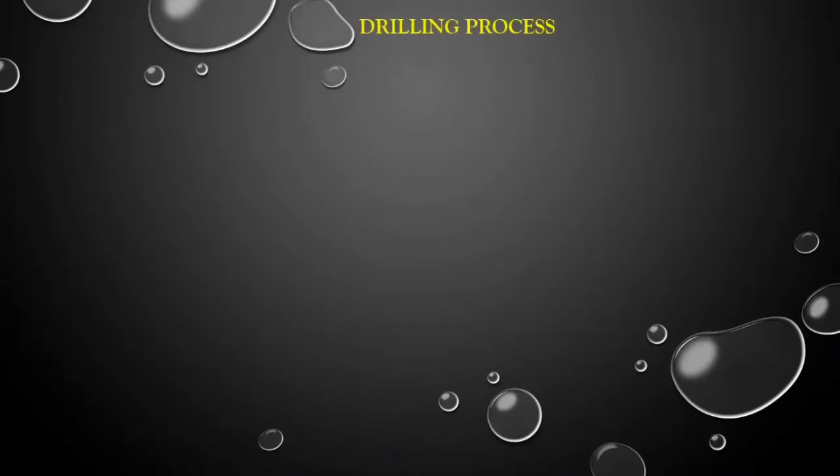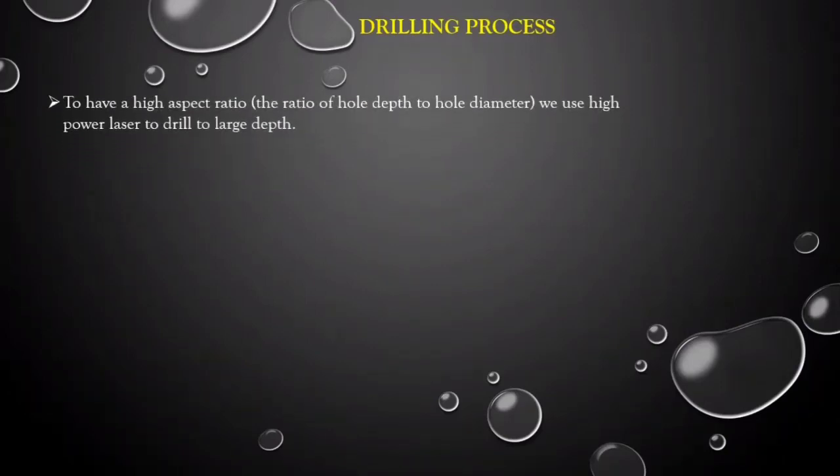Now we are going to briefly discuss the drilling process. To have a high aspect ratio, that means the ratio between hole depth and hole diameter, that is our aspect ratio. This is a controlling tool for the drilling process. To have a high aspect ratio, we use a high power laser to drill to a large depth.